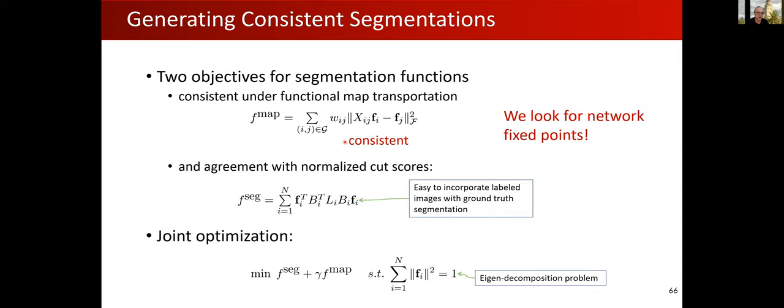Notice now the xijs are fixed. They were found by the previous optimization. Now we are solving for the fi's. We add the second term to align better these functions with image boundaries. This is a classical normalized cut score based on the graph Laplacian. So we have this joint optimization that we solve to look for fixed points. And it turns out this works quite well.